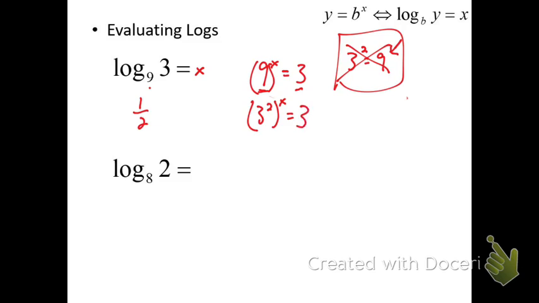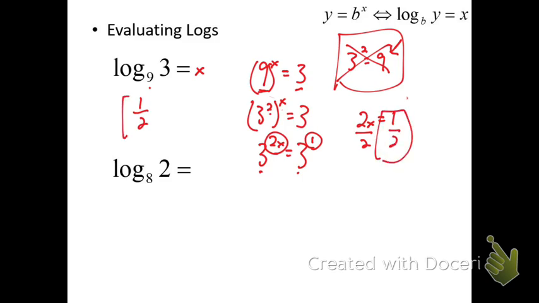Since this is a power of a power, this is actually 3 to the 2x is equal to 3. Well, that's 3 to the first power, right? Since the bases are the same, we can set the exponents equal to each other. If you have 2x equals 1, how do you solve that? Divide both sides by 2. And you get 1/2 either way.